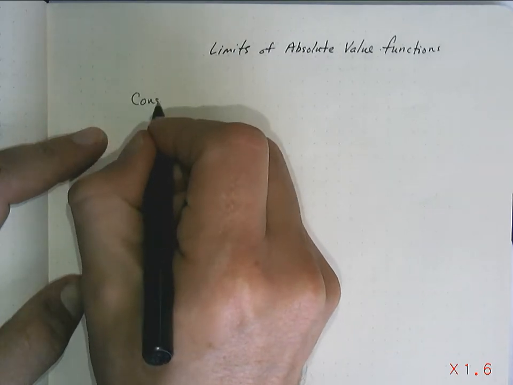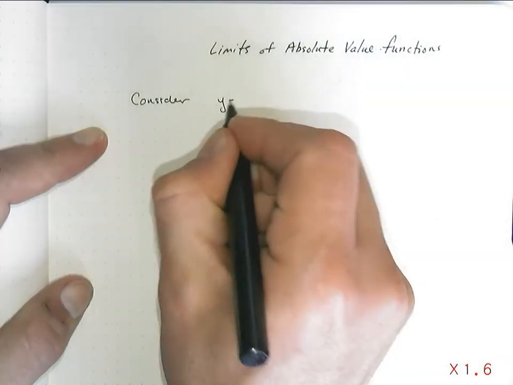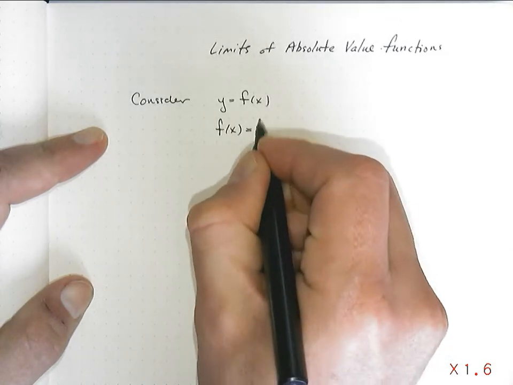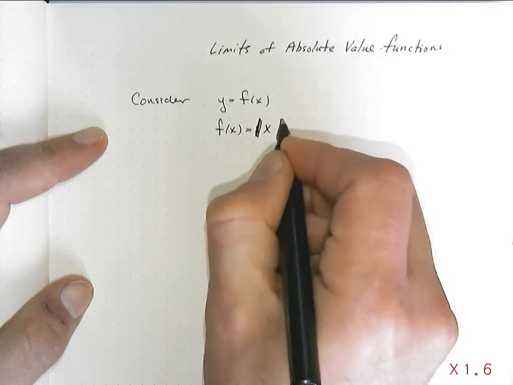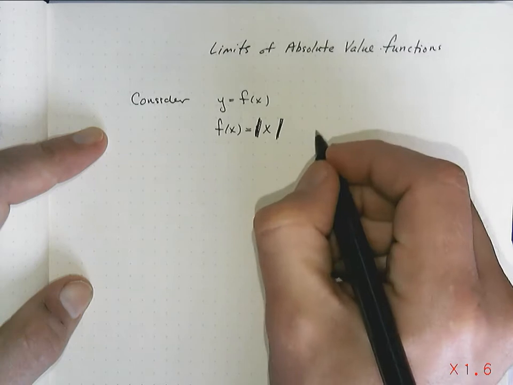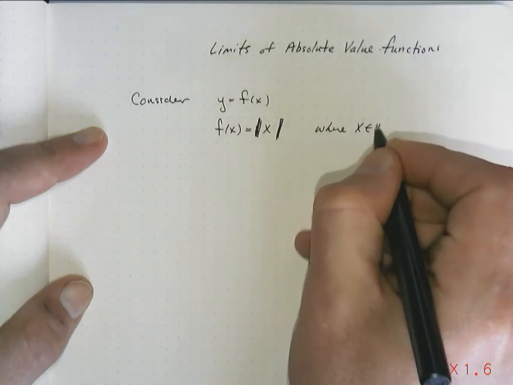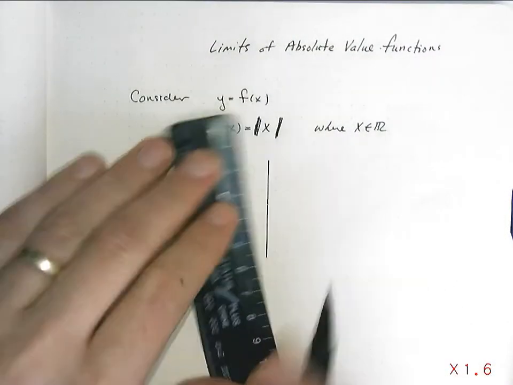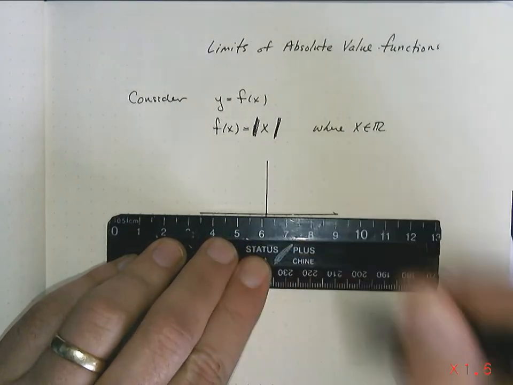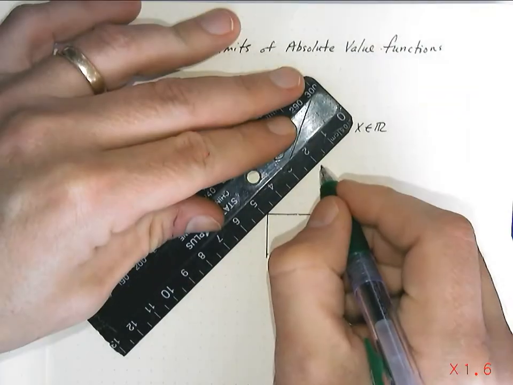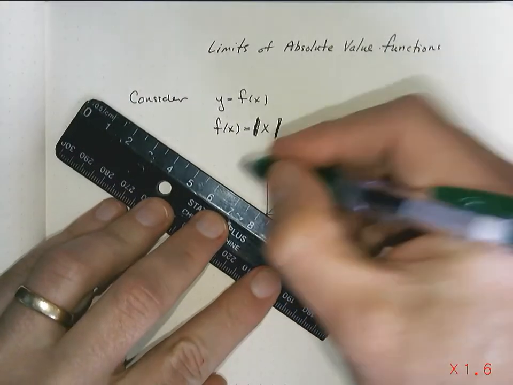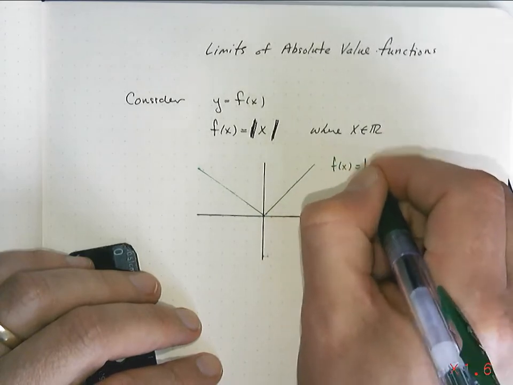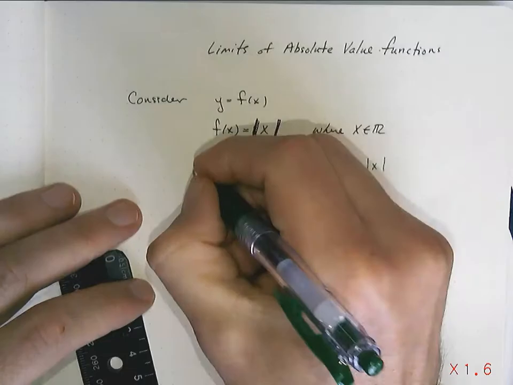So let's consider y equals f of x, and let's let f of x be our function. Oh, not the root x. There we go, absolute value of x, where x is an element of the real numbers, which means it can be anywhere at all. So you should remember from grade 11, depending who your grade 11 teacher was, they made a bigger deal or a lesser deal out of knowing this function. This is the function f of x equals absolute value of x, and it goes in both directions.